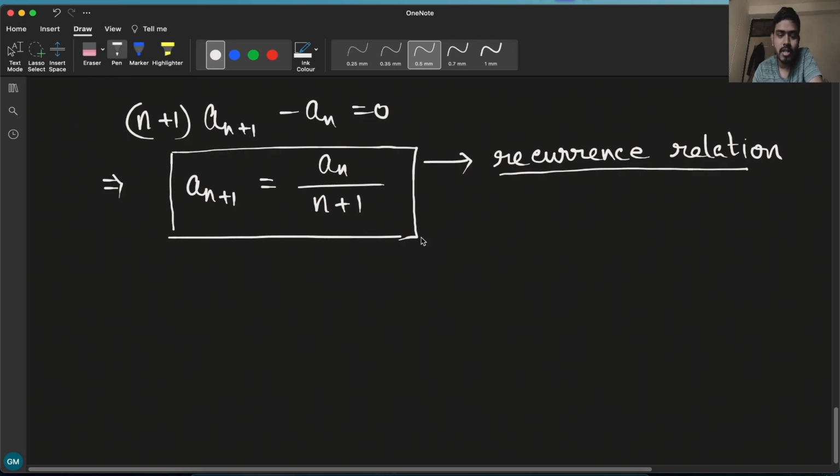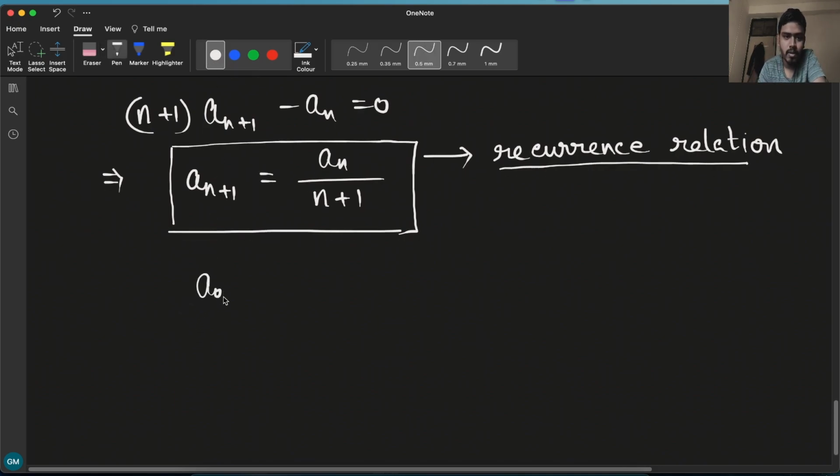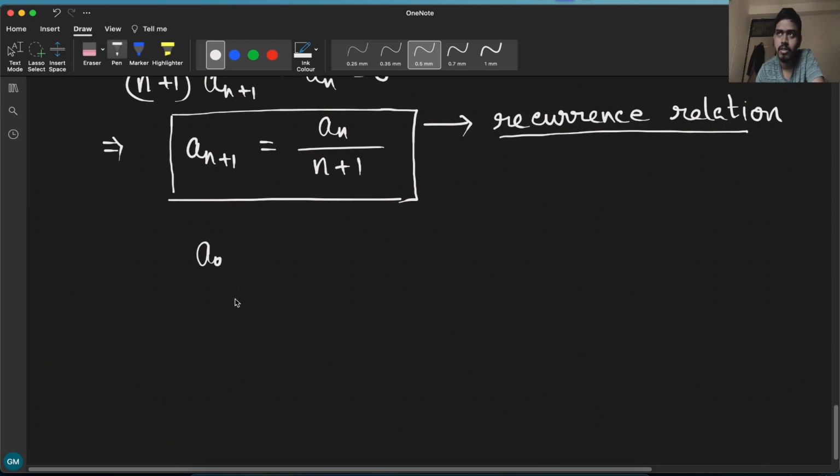So let's see how this kind of recurrence relation will be helpful to get a power series solution. So let's start with n equals 0, that is a0. We don't know what a0 is, so let's assume we have a constant a0. The series starts at n equals 0. Then in this recurrence relation, let's put n equals 0.